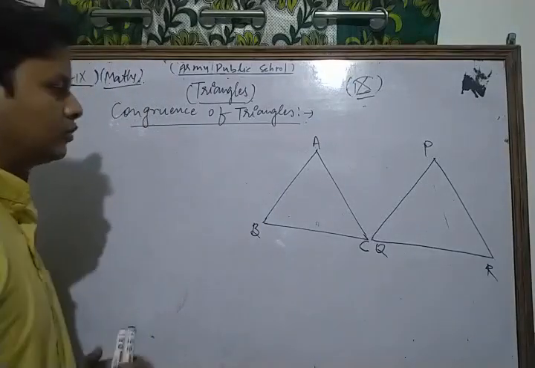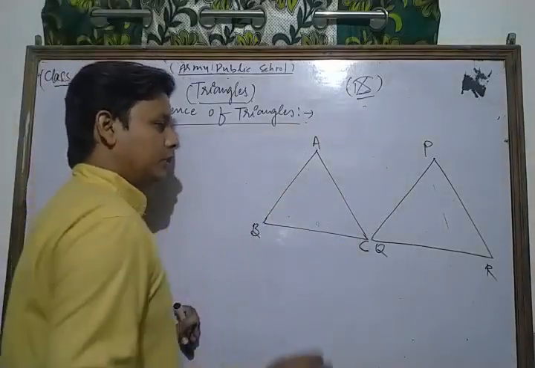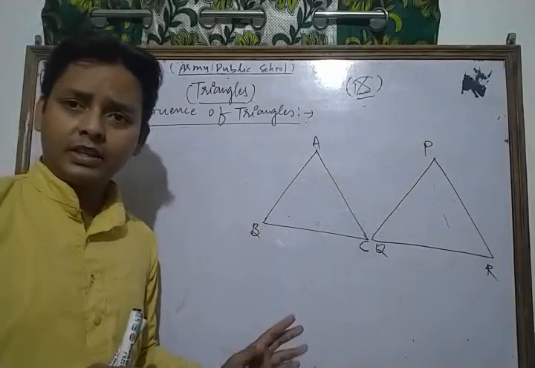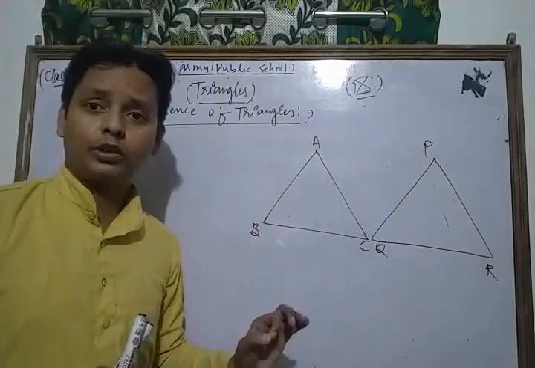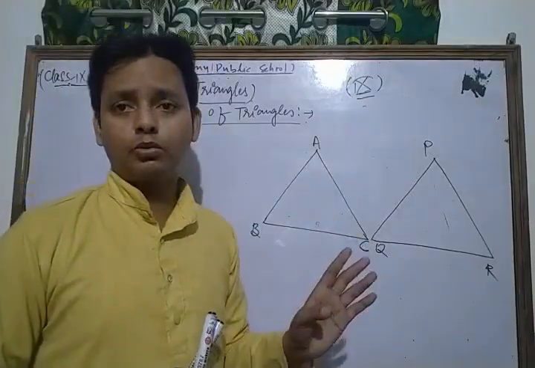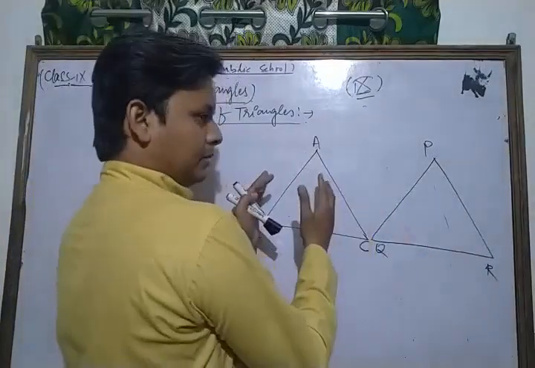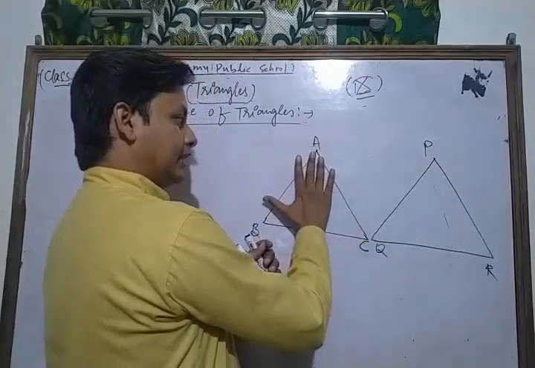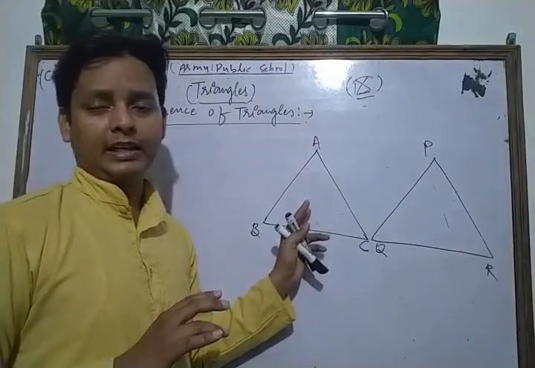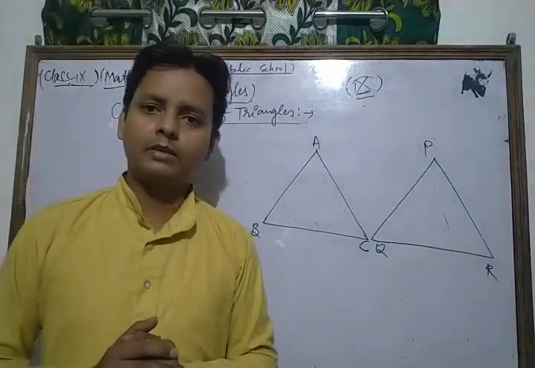Now let's see, dear friends. Two triangles are said to be congruent to each other if and only if their corresponding sides are equal and their corresponding angles are also equal. It means that if we put triangle PQR on triangle ABC and it is exactly covered, then we can say that both are congruent to each other. Now let us discuss some other examples of congruency.